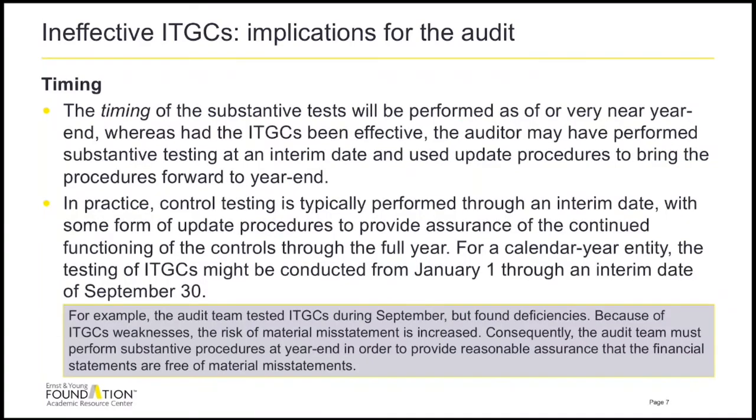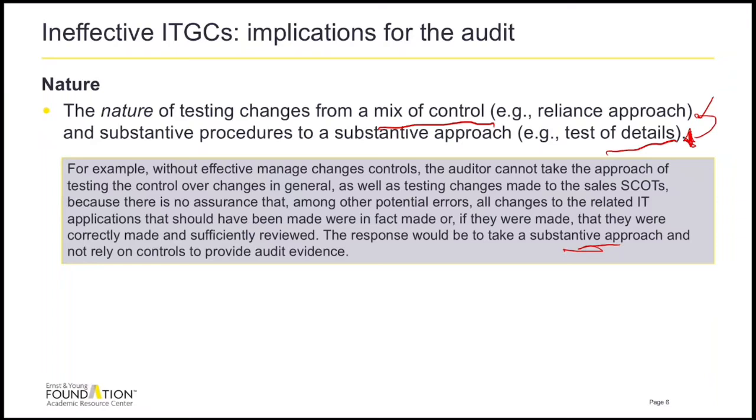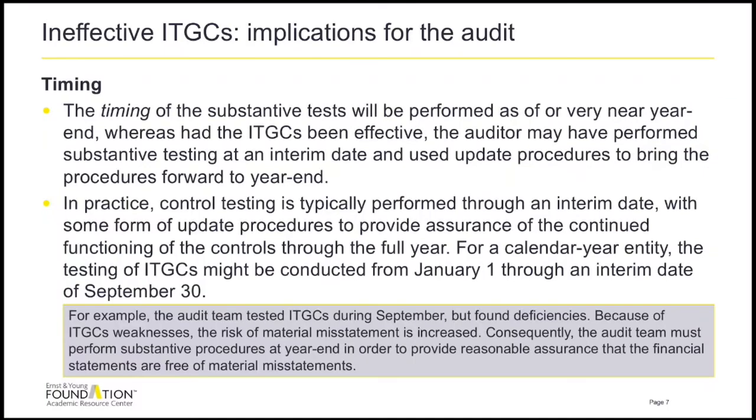Timing. So the timing of substantive tests will be performed as of or very near year end. Whereas had the ITGCs been effective, the auditor may have performed substantive testing at an interim date and used update procedures to bring the procedures forward to year end. In practice, control testing is typically performed through an interim date with some form of update procedure to provide assurance of the continued functioning of the controls through the full year.